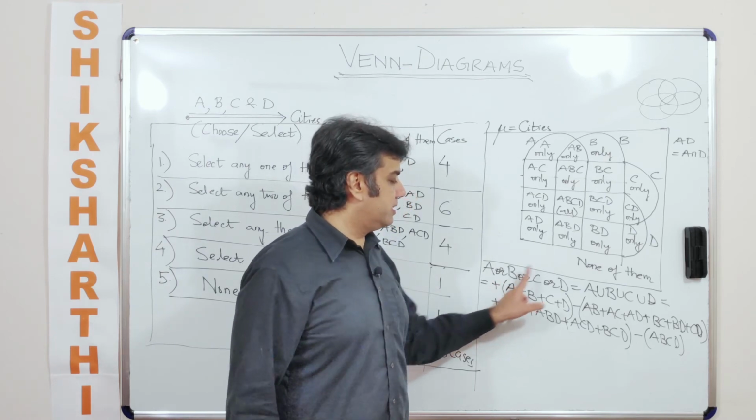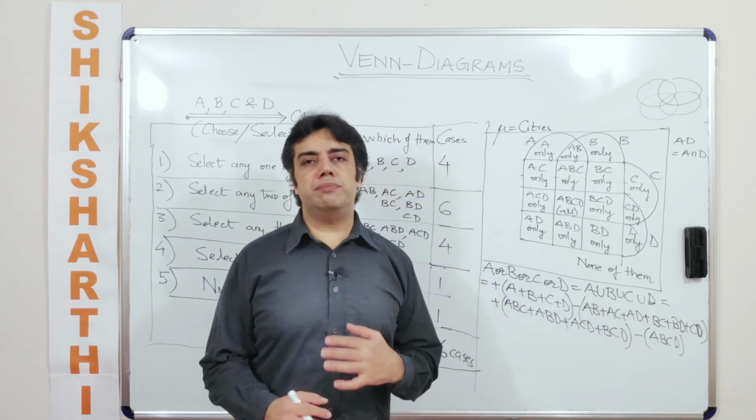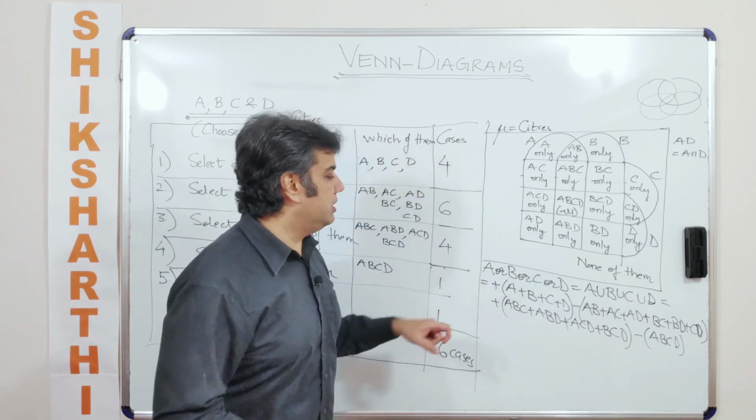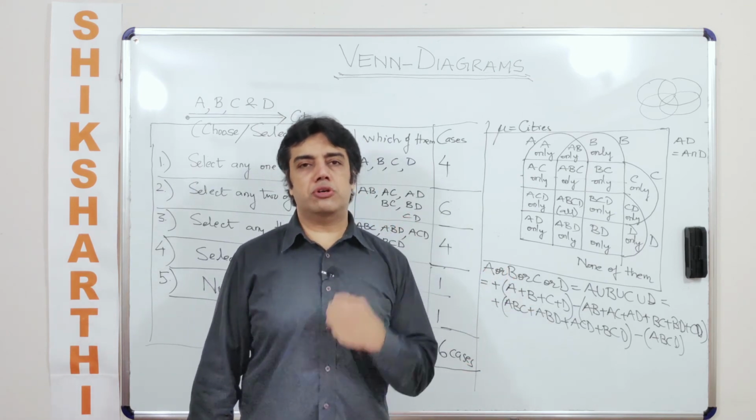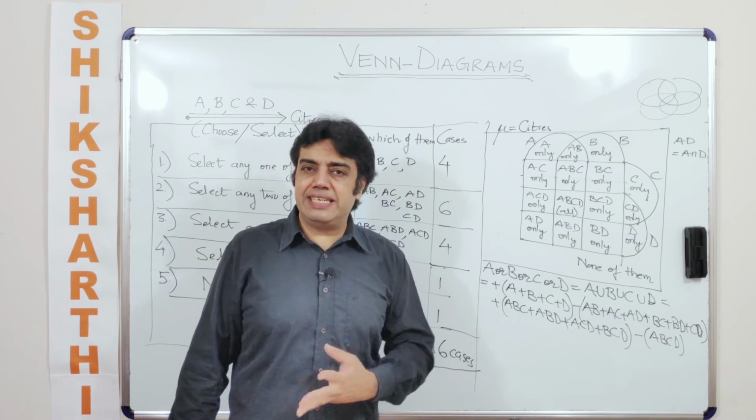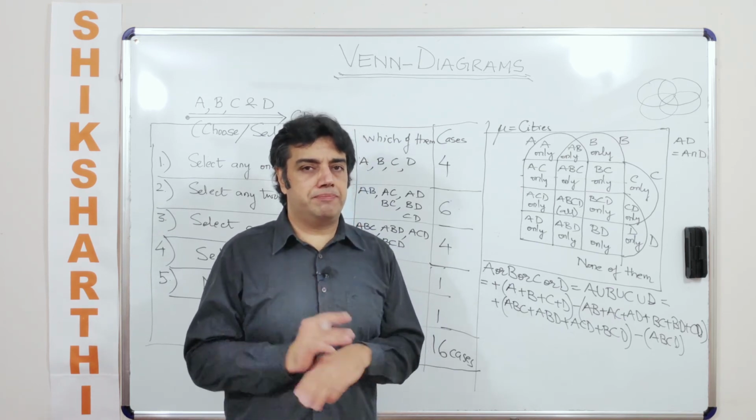So you start off with plus, then minus, then plus, then minus. This is the formula for A union B, union C, union D, which means what? If I say A or B, I am talking about city A or I am talking about city B or city C or city D. What am I basically talking about? I am talking about at least one of them.